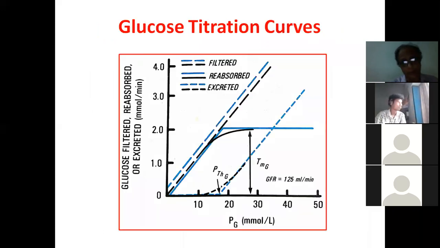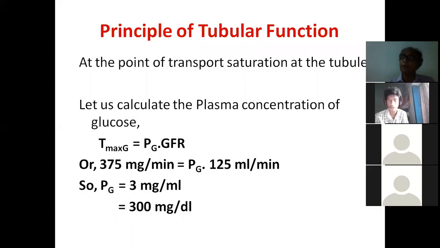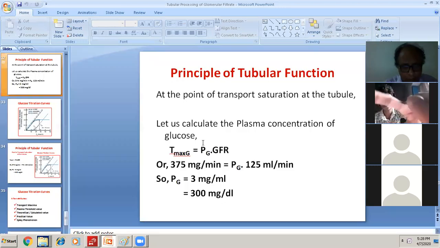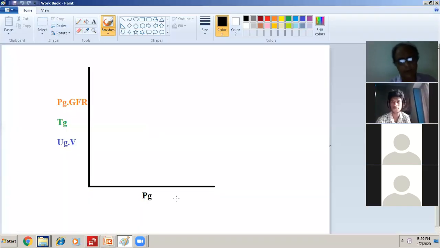Now, there is another point, but we shall discuss it later. For the time being, allow me to generate a graph. This is a blank paint where I will gradually draw. So this is an x-axis. I will draw the graphical representation.